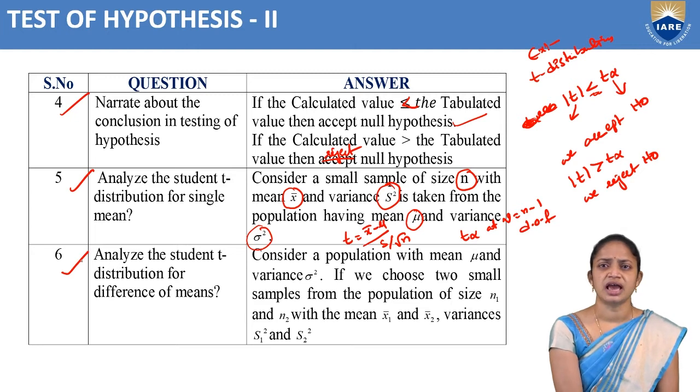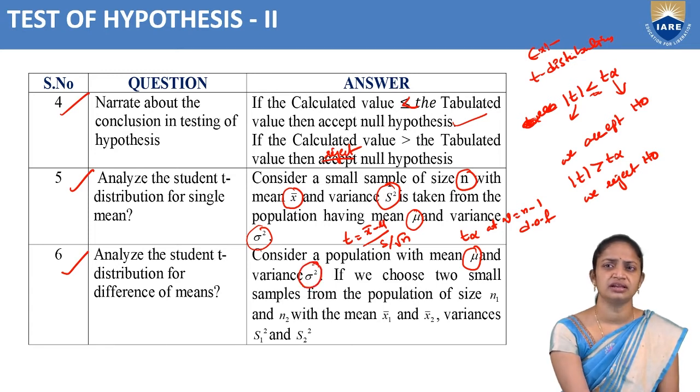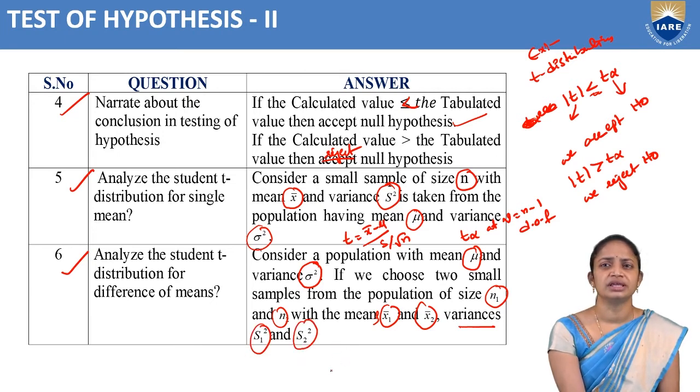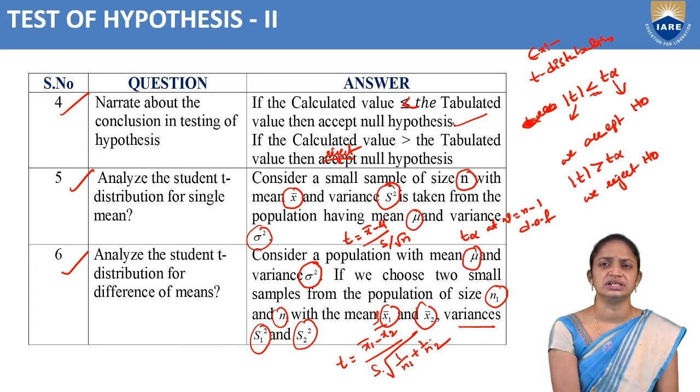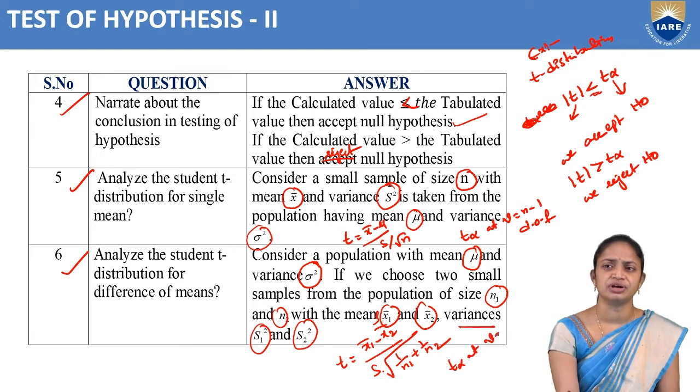Now coming to the next question. Analyze the student's T distribution for difference of means. For this, consider a population with mean mu and variance sigma square. If we choose two samples from the population of sizes n1 and n2 with means x1 bar and x2 bar and variances s1 square and s2 square, then the T distribution for difference of means is T equal to x1 bar minus x2 bar divided by s into under root of 1 by n1 plus 1 by n2. So this is the student's T distribution for difference of means. Here T alpha at nu equal to n1 plus n2 minus 2 degrees of freedom.